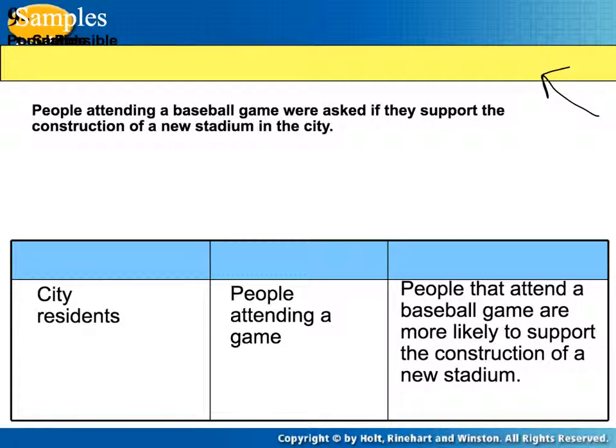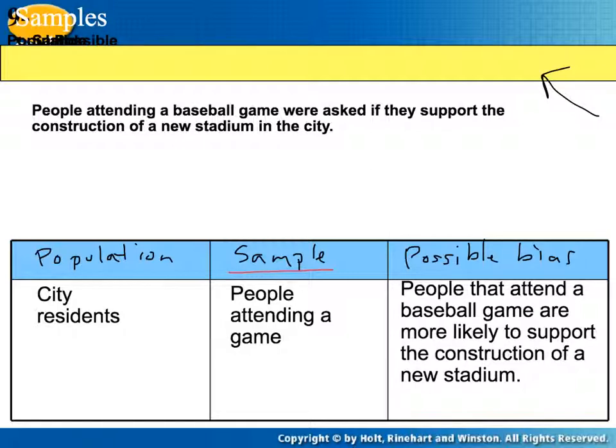My bad. It says, people attending a baseball game were asked if they support the construction of a new stadium in the city. We are looking for the population, the sample, and possible bias. The population is the entire group being studied. If there's a new stadium going up, all city residents are going to be studied. However, the sample is just the people attending the baseball game. Nobody else.